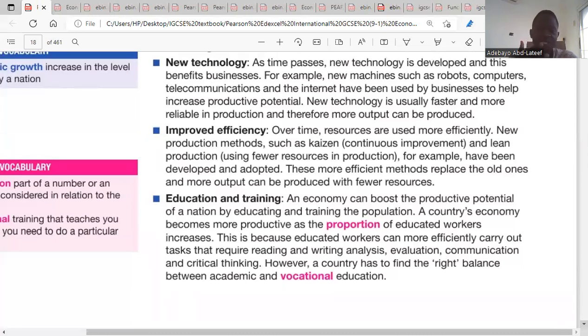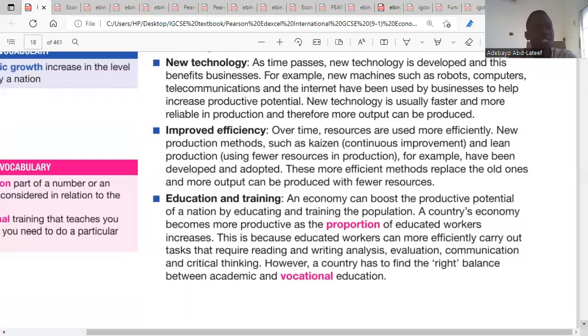Two, improved efficiency. When we talk about improved efficiency, they said over time, resources are used more efficiently. New production methods such as kaizen, which means continuous improvement, it's a Japanese term, and lean production, which means you use fewer resources for your production method, have been developed and adopted. The more efficient methods replace the old ones, and more output can be produced with fewer resources.